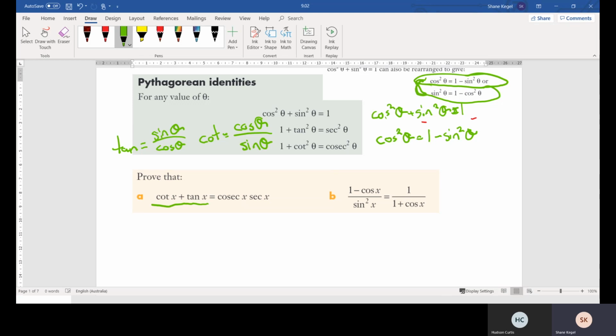So here, let's look at the left-hand side to prove that it is the same as the right-hand side. So I'm going to replace cot x with my value here. So cot is the same as cos over sine. So I should have cos x over sine x, plus, okay, replace tan x with my tan. So sine x over cos x.